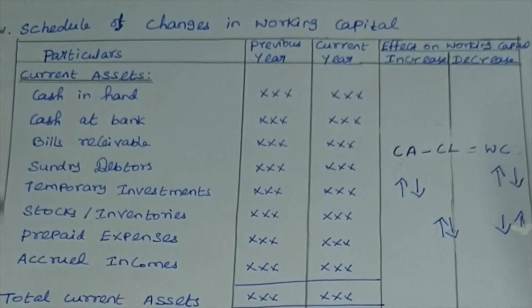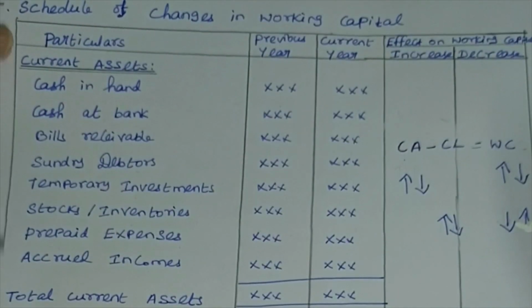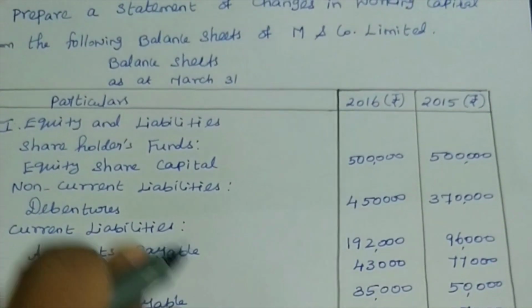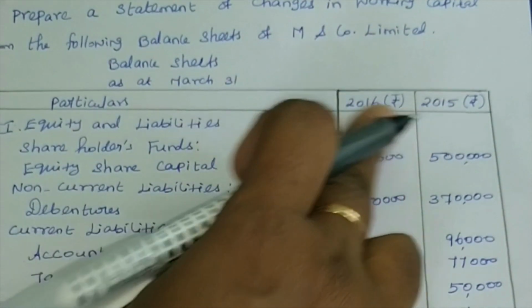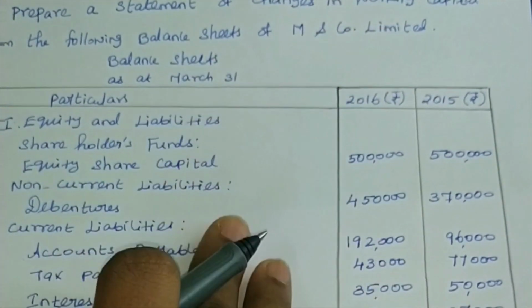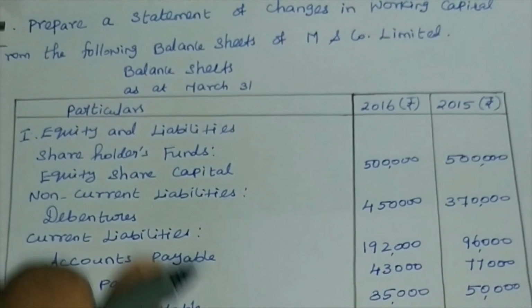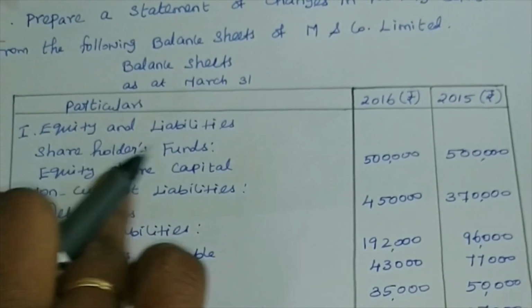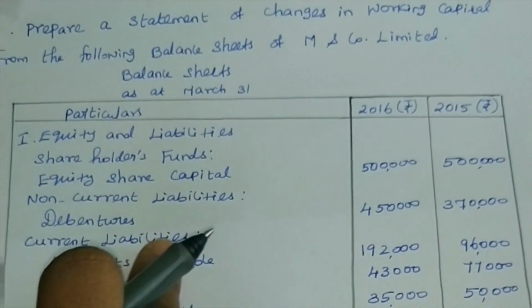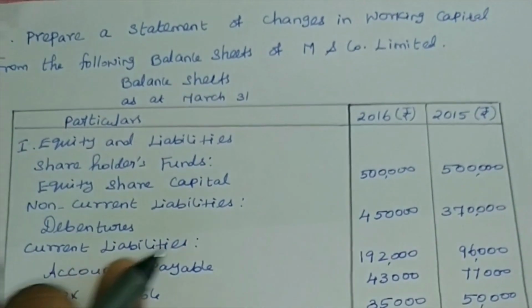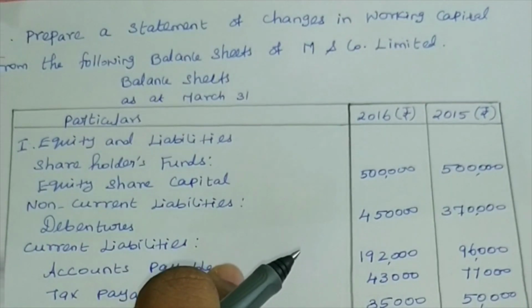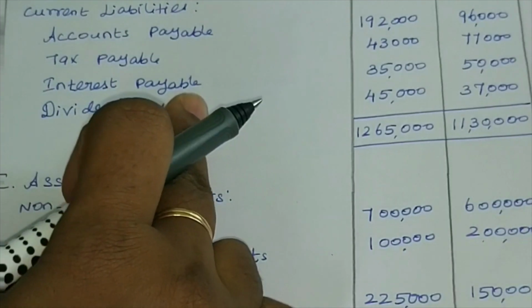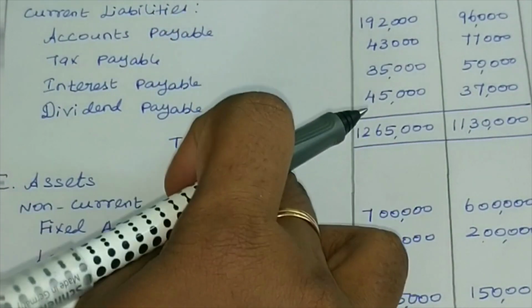So now we are going to prepare the schedule of changes in working capital with a simple problem. The vertical form of balance sheet is given here. Prepare a statement of changes in working capital from the following balance sheet of M&Co Limited. Equity and liabilities: shareholders' fund, equity share capital, non-current liabilities, that is debenture. Then current liabilities are given here: accounts payable, that means the total amount payable to creditors or suppliers, tax payable, interest payable, then dividend payable. These are the current liabilities.